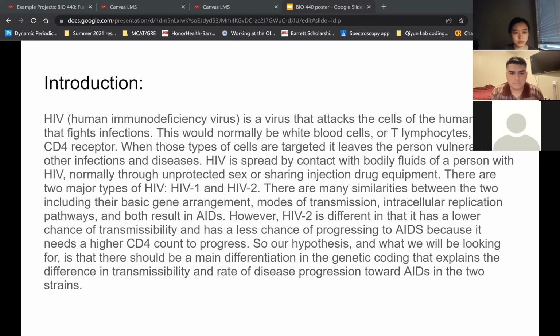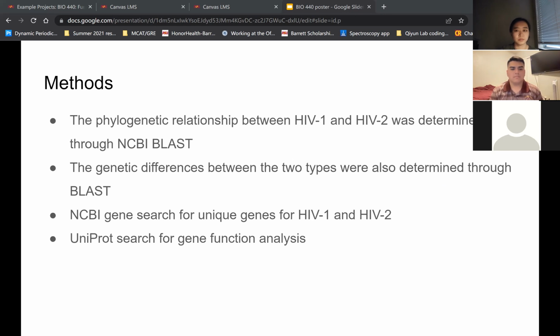For our methods, we use NCBI BLAST to determine the genetic relationship between HIV1 and 2, and we also use it to determine the genetic differences between HIV1 and 2. We use NCBI gene search for unique genes of HIV1 and 2. And we also use UniProt search for gene function analysis. And that's it.